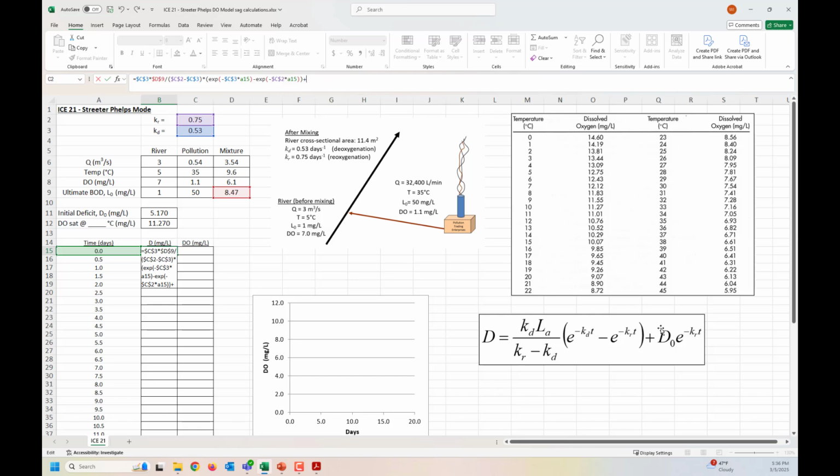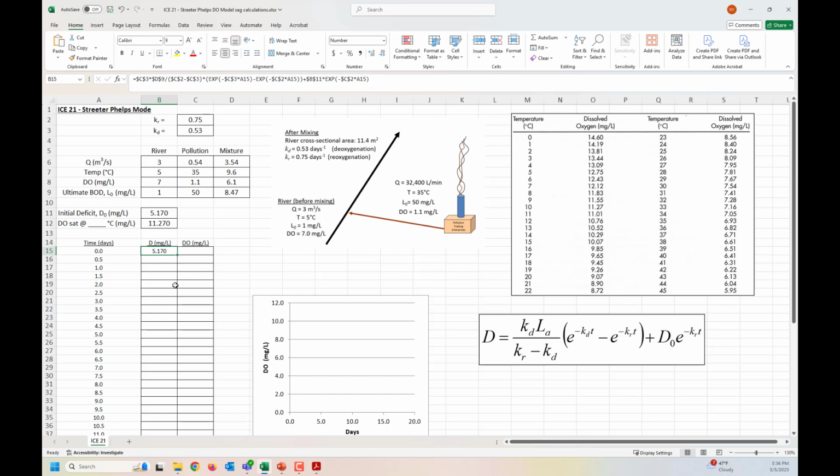So now I need to do the plus D naught. So that's the initial deficit. So plus this initial deficit, anchor the reference, times EXP of minus reference K_R. So that, anchor it, times time, which remember is cell A15. Okay, so that was a journey. I've got it typed in, enter. Initially, the deficit is 5.17, and that's what we already knew to be true. So far, so good, right?